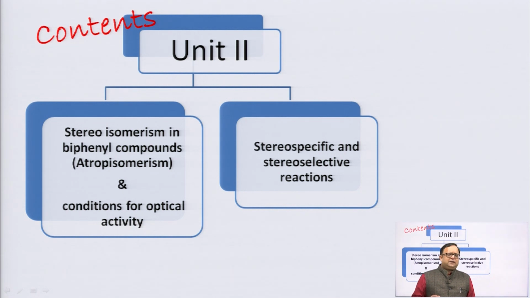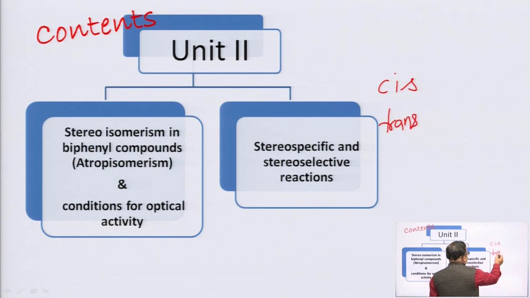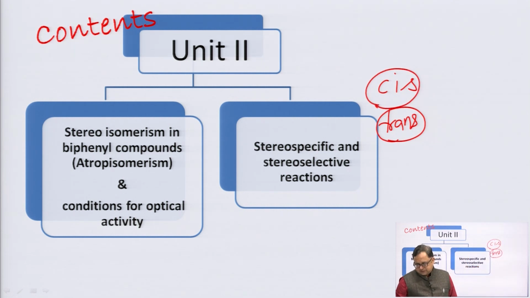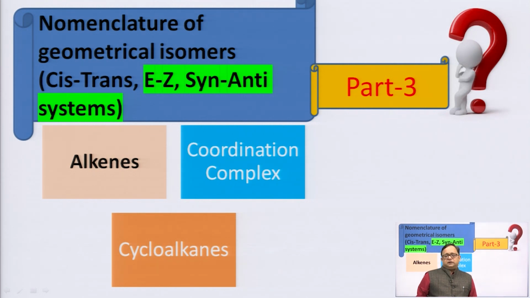In the next lecture, we discussed the orientation or arrangement of these substituents. If they are present on the similar side of the double bond, we call it cis. If they are present on the opposite side of the double bond, we call them trans. Now, we have to go for the extension of this cis and trans isomerism, and this is syn and anti and E and Z system, and we will mainly focus on examples taken from alkenes, coordination complexes and the cycloalkanes.